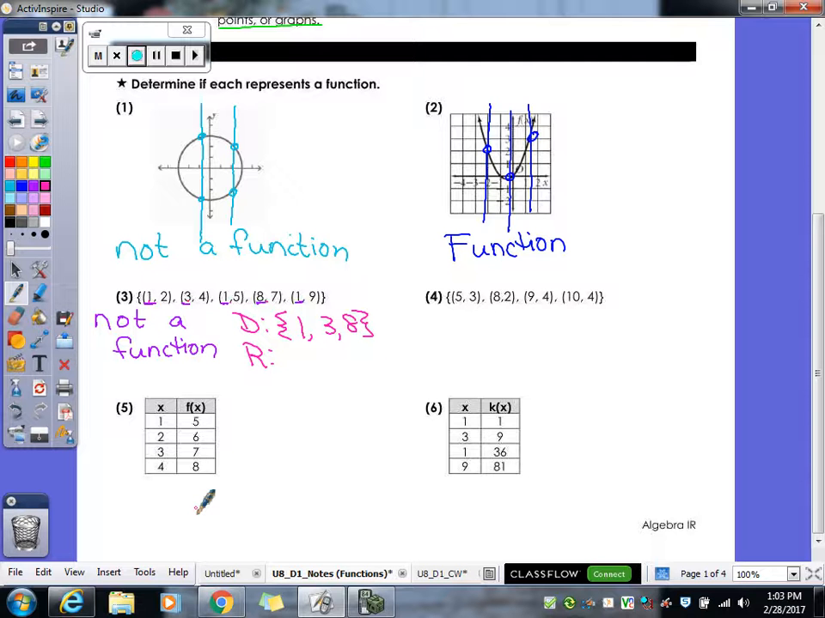So then our range for this one, look at our y values. I got a 2, a 4, a 5, a 7, and a 9. None of those are repeated, so I'm just going to write those in order from least to greatest. I do this because you may be asked to find your domain and range on your homework later.